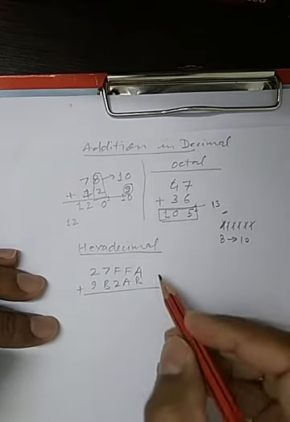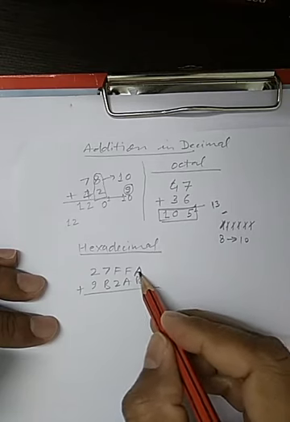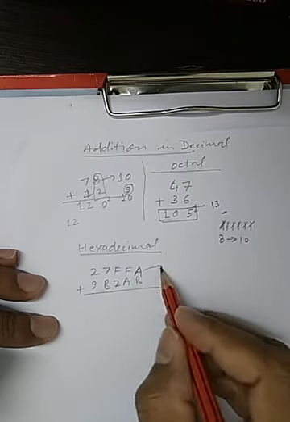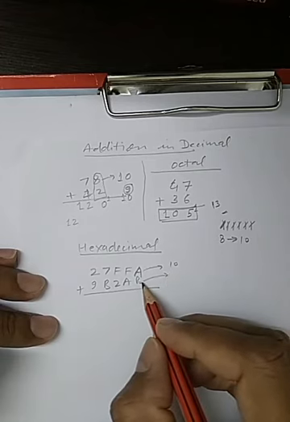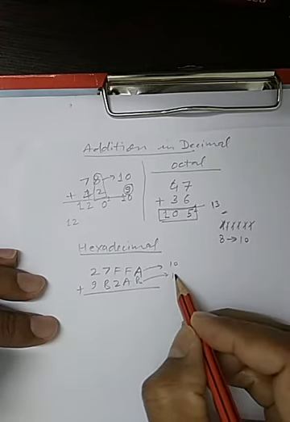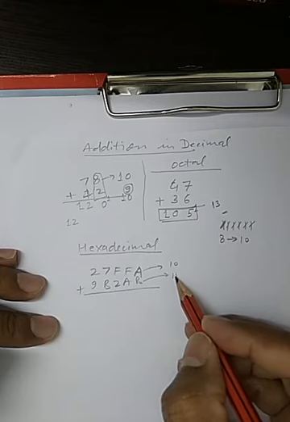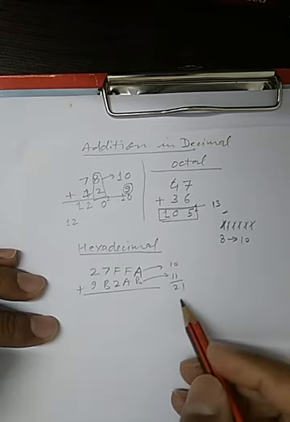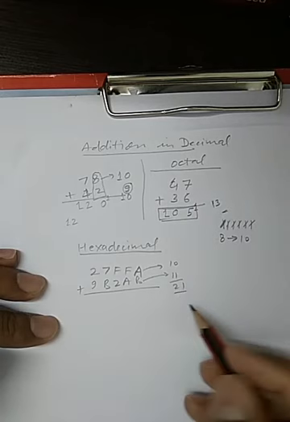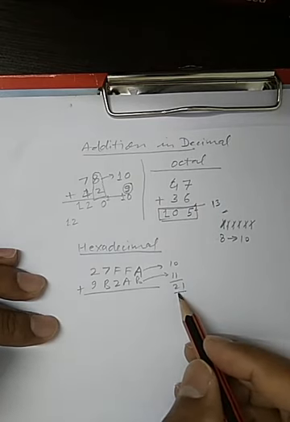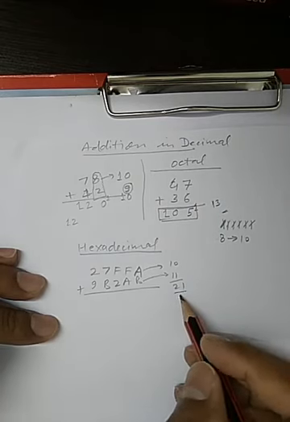So we have to add these two. A plus B. What is A? A is 10, B is 11. 11 plus 10 is 21. Now I will convert 21 into the hexadecimal number system.